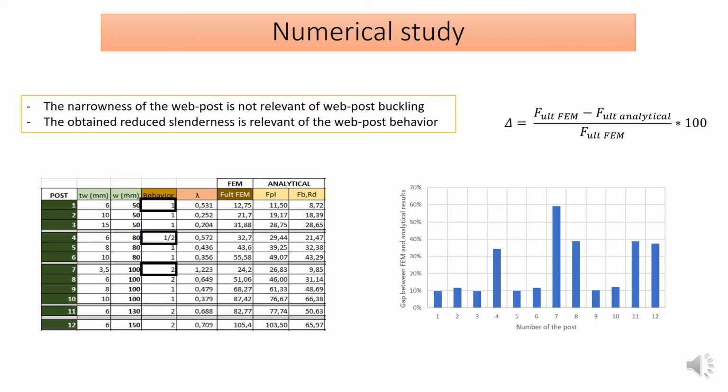Finally, it can be seen that the cases that consider a plastic strength give accurate results. Furthermore, we can see that for cases 4, 7, 8, 11, and 12, lateral buckling was observed, and the analytical model appears much more conservative compared to the plastic strength.